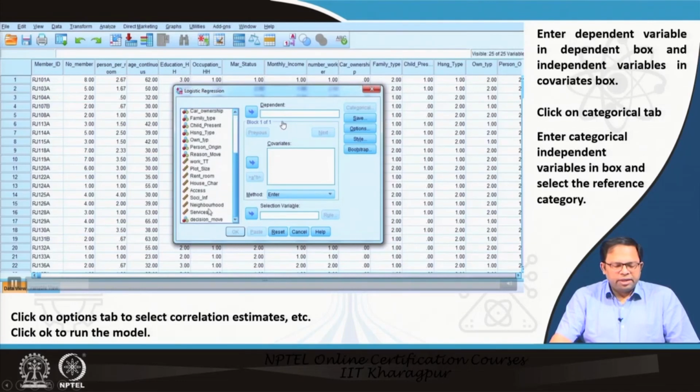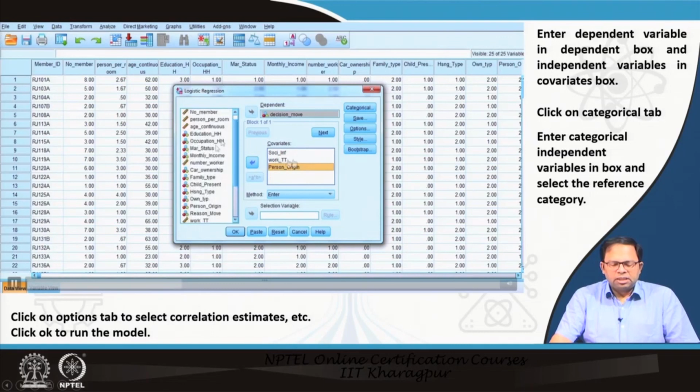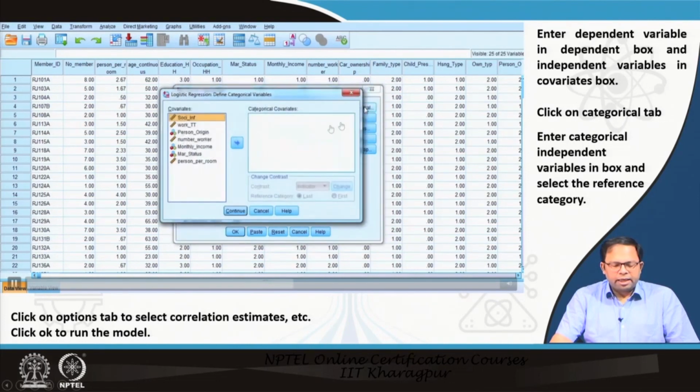We first choose the dependent variable, which is decision to move, and then we choose the independent variables. Some of them are covariates, like social, walk travel time, and person origin, which is a dummy variable, and this one is a continuous variable. All those variables are put in the covariate box. Then all the categorical variables, that means where we have different categories, for those we click on the categorical button. Once we have entered all the covariates, we click on the categorical button and include the categorical variables. Some of these, like monthly income and marital status, are categorical variables.